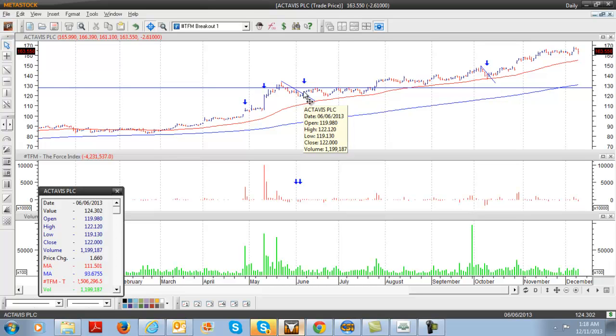So to figure out the number of shares, you divide $500 by 3.72. And that gives you 134 shares. This is the idea of position sizing.